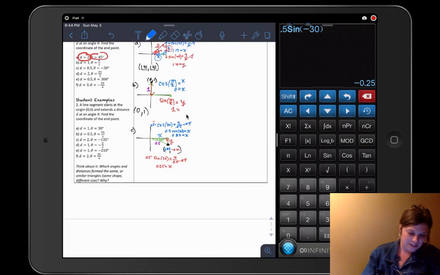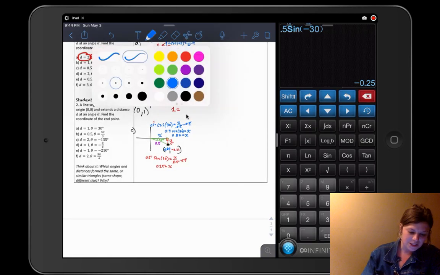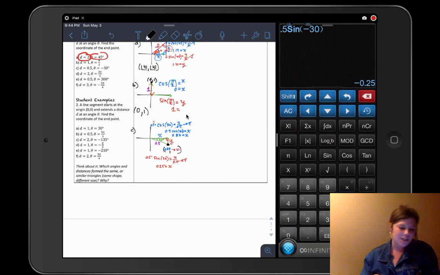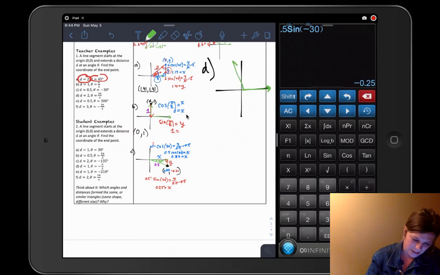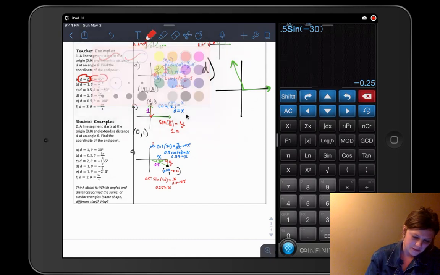All right, question D. Again, if you're feeling like you're starting to get it and you want to skip ahead, feel free. We have this initial side. Our angle is 2 pi over 3, so that's right here. And then our length is 2.